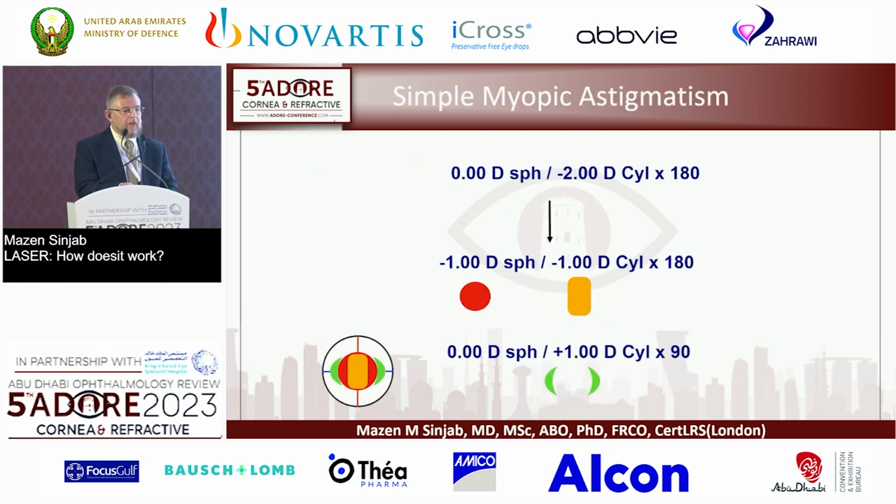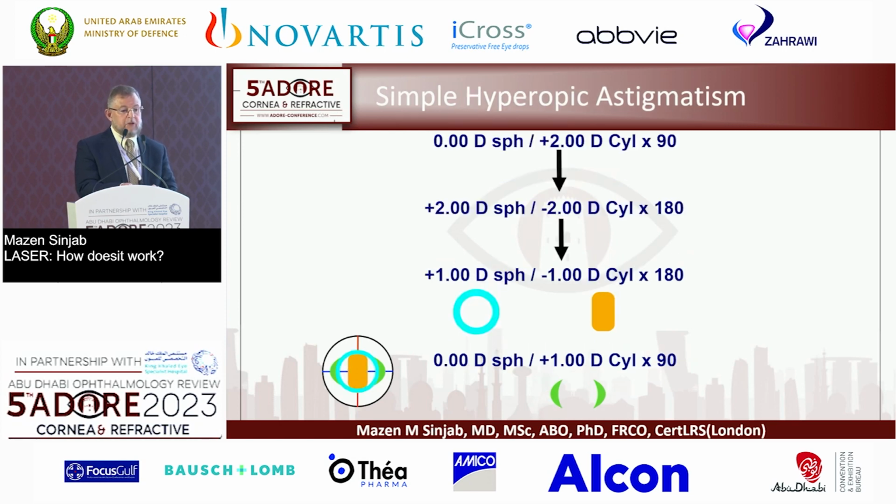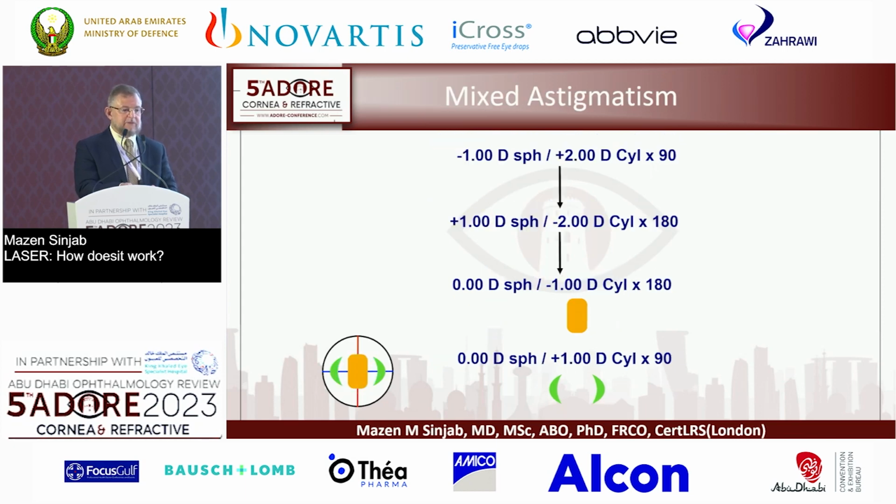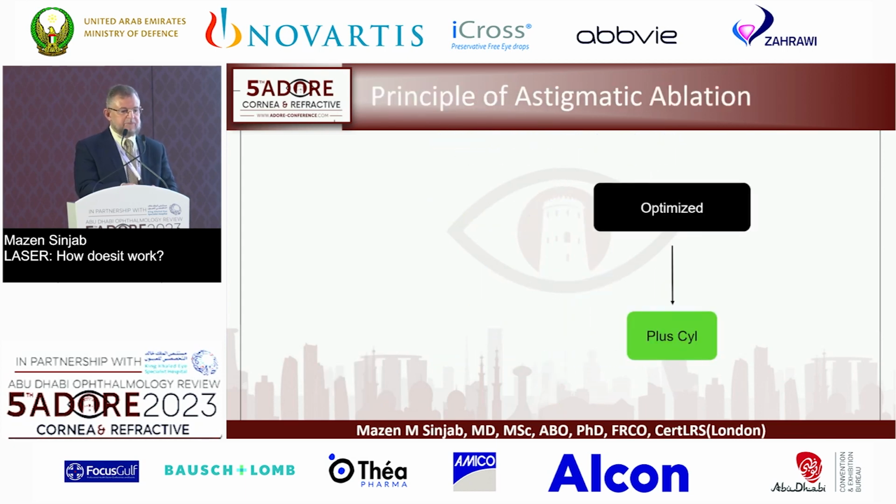Okay, great. So this is the profile of the simple myopic astigmatism. Although it is myopic -2, there is some hyperopic treatment on the flat axis. And this is the simple hyperopic astigmatism. Although it is hyperopic, there is some myopic treatment on the steep axis. And this is the mixed astigmatism. Now we come to the optimized, which is the plus cylinder.